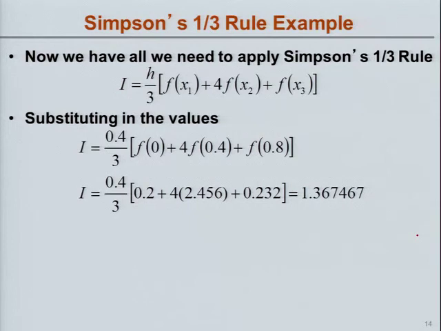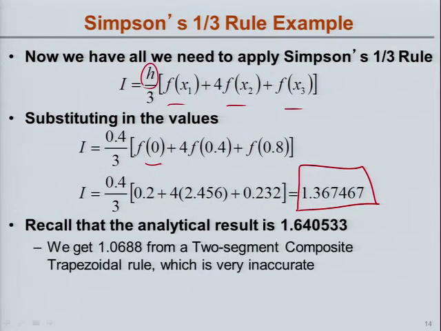So we just need to put all these values into the rule. It's as simple as that. We know what the function values are. We've calculated what h is equal to. It's 0.4. So it's going to be 0.4 divided by 3 times the function value at 0 plus 4 times the function value at the midpoint, which is 0.4, plus the function value at 0.8. You add those up, and you get that. We actually have an analytic result for this thing here, which is equal to 1.64053.